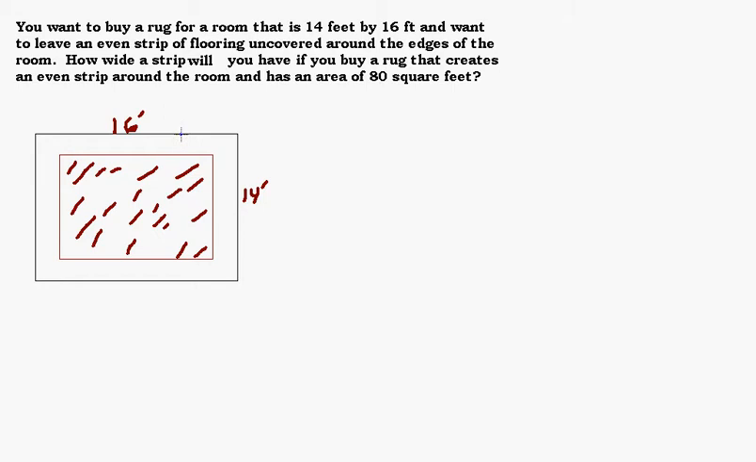So let's let this distance of this strip right here, however wide that is, be x. And that's going to be the same all the way around. So from here to here is x. From here to here is x. From here to here is x.